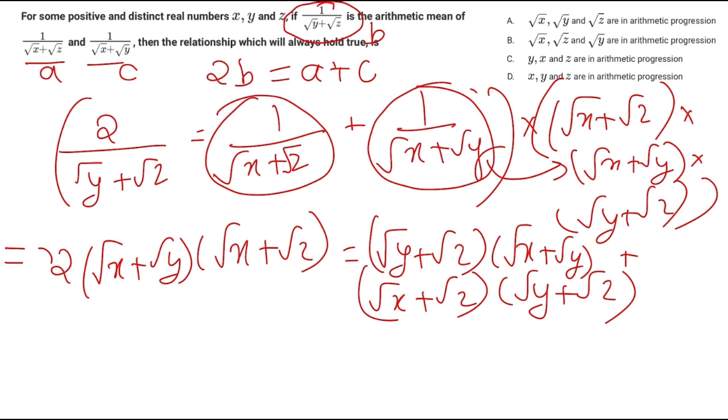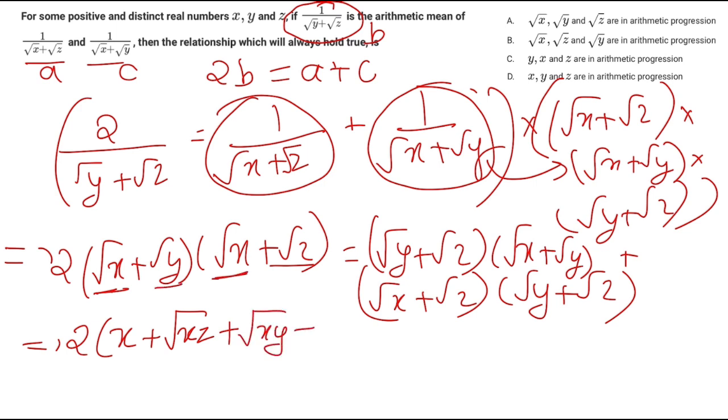Now let's open out all the brackets. Your left hand side would become 2 outside. Root x into root x will give me x. Root x into root z will be root of xz. Root y into root x will be root of xy. Root y into root z will be root of yz. This entire thing is your left hand side. And we can multiply all these terms with 2. We'll get 2x plus 2 root xz plus 2 root xy plus 2 root yz.